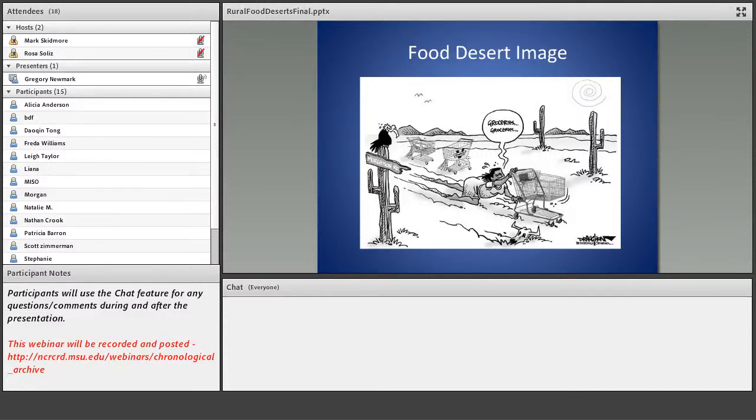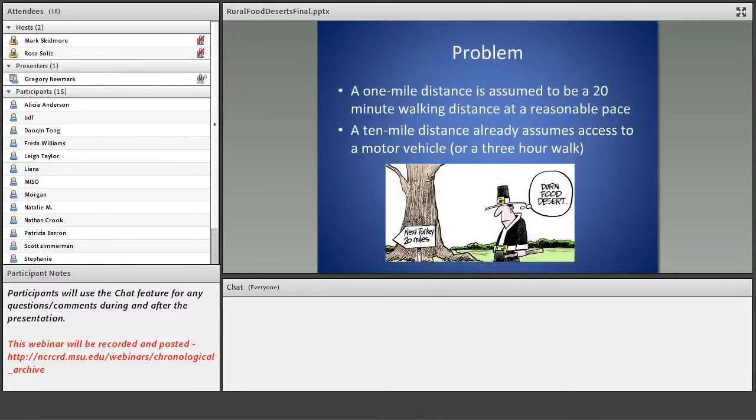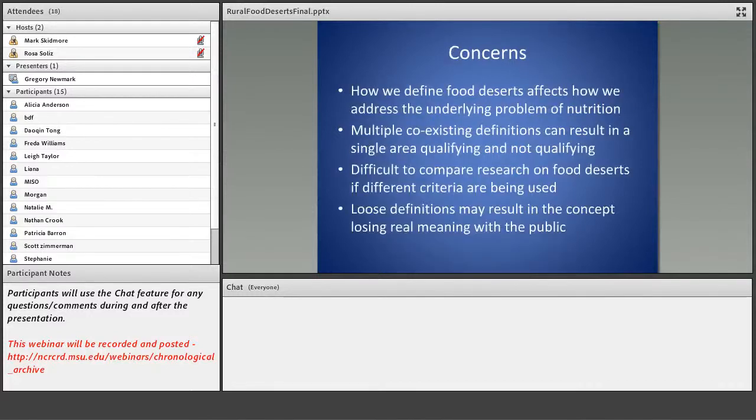But there's a difference in walking 1 mile, which is assumed to be about 20 minutes at a reasonable pace, versus 10 miles, which would be like a 3-hour walk. So it already assumes that you have access to a motor vehicle, and that kind of changes, we think, the meaning of a food desert, and we want to explore that and understand it better so that we could have better insight into the kind of interventions that will help rural areas be food secure and help rural populations be more sustainable.